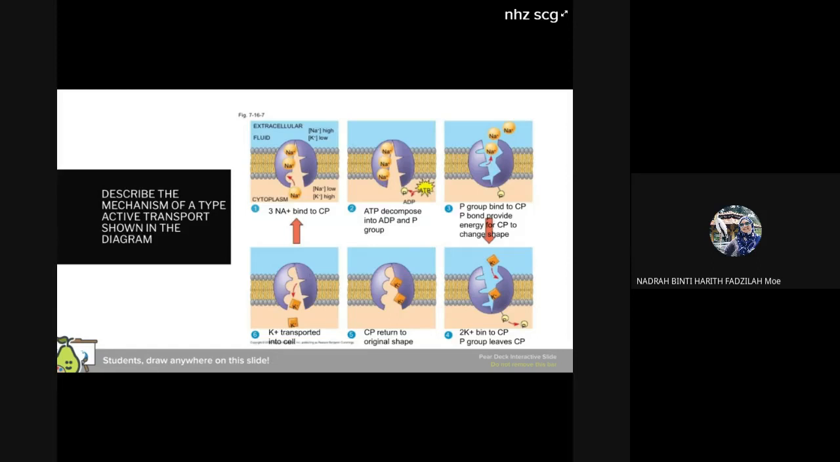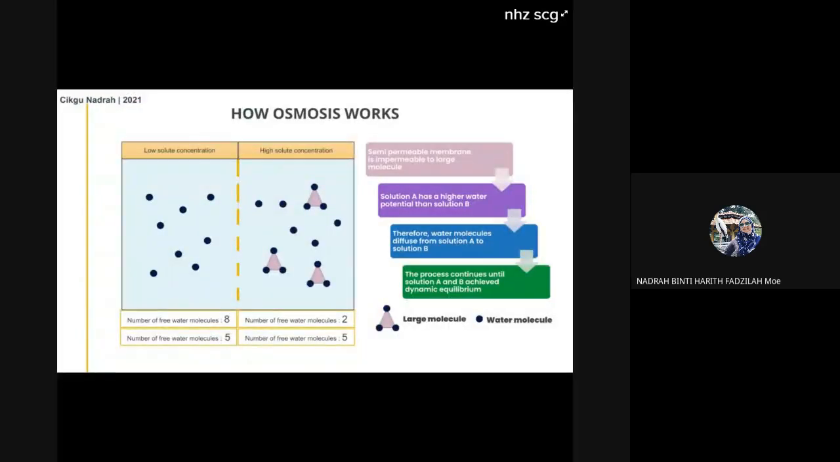So this particular active transport occurs on the surface of our neuron tissue, efferent neuron, interneuron, dekat situlah. Okay, so let's take a look at what we are going to aim to do today, which is osmosis. So osmosis ni adalah a bit like simple diffusion. However, let's take a look at this.